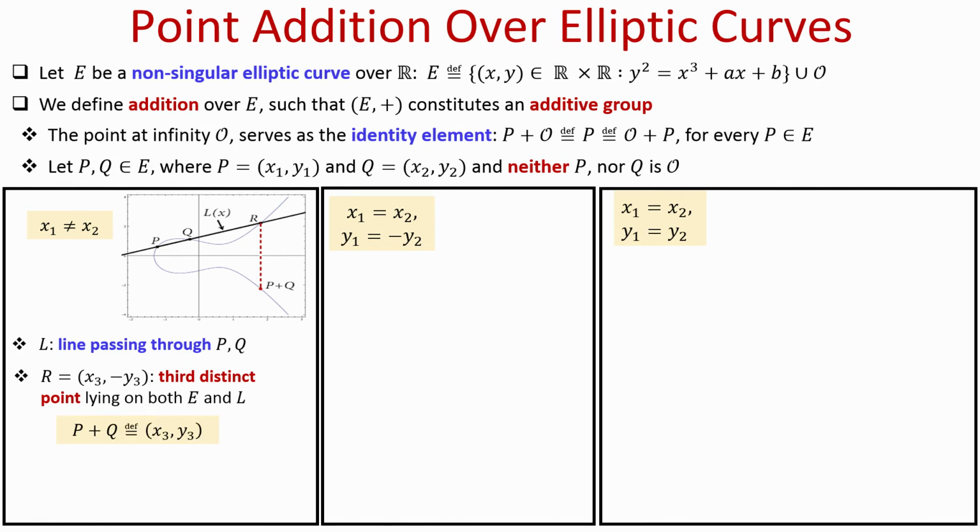Now, what we do here is reflect the point R along the x axis. If we reflect the point R along the x axis, the x coordinate is going to remain the same, but the sign of the y coordinate will change.